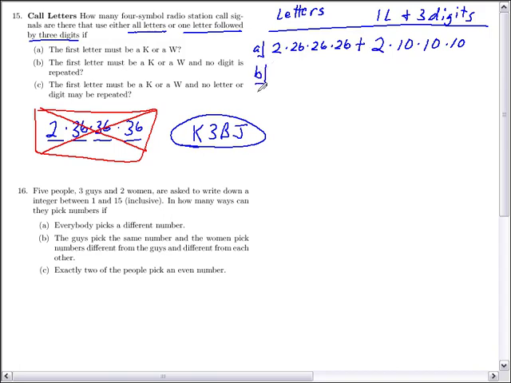Part B says the first letter must be a K or W and no digit is repeated. Now it didn't say anything about letters, so letters can be repeated. It just said that no digit can be repeated, so we adjust our second pile as 2 times 10 times 9 times 8.